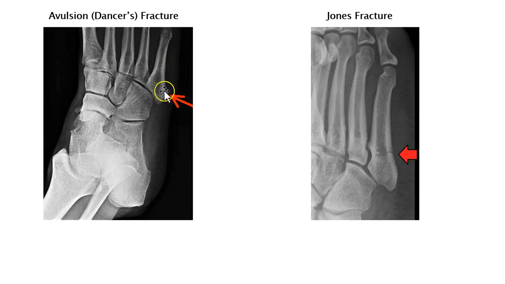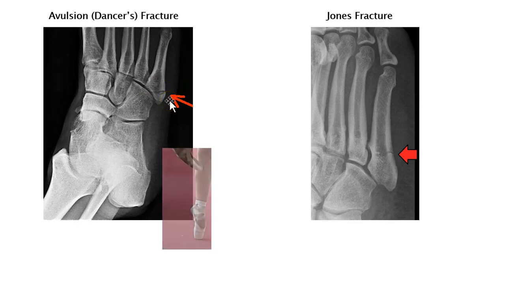As you can see here, it's an avulsion fracture, meaning that it's the tuberosity of the fifth metatarsal that gets avulsed off the remaining part of the base of that fifth metatarsal. This is often due to a very strong contraction of the fibularis brevis muscle. Recall that the fibularis brevis attaches here to the tuberosity of the fifth metatarsal.